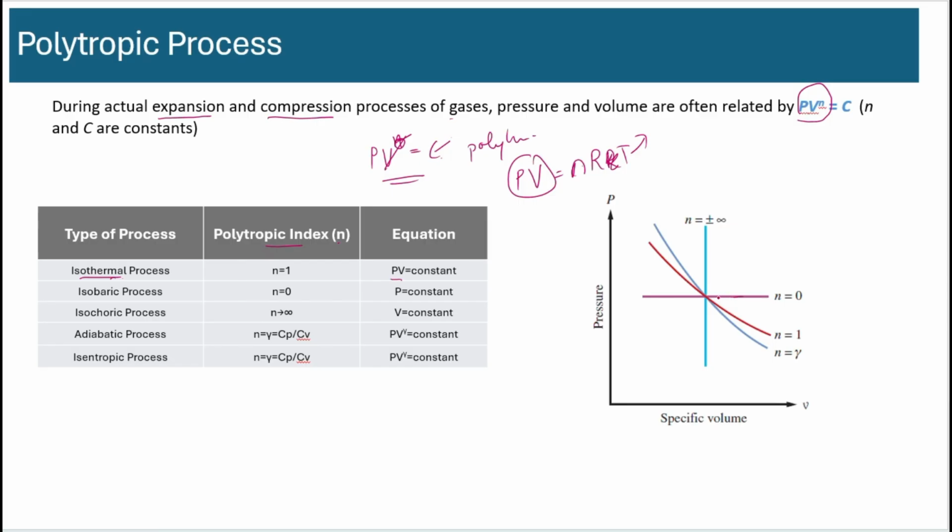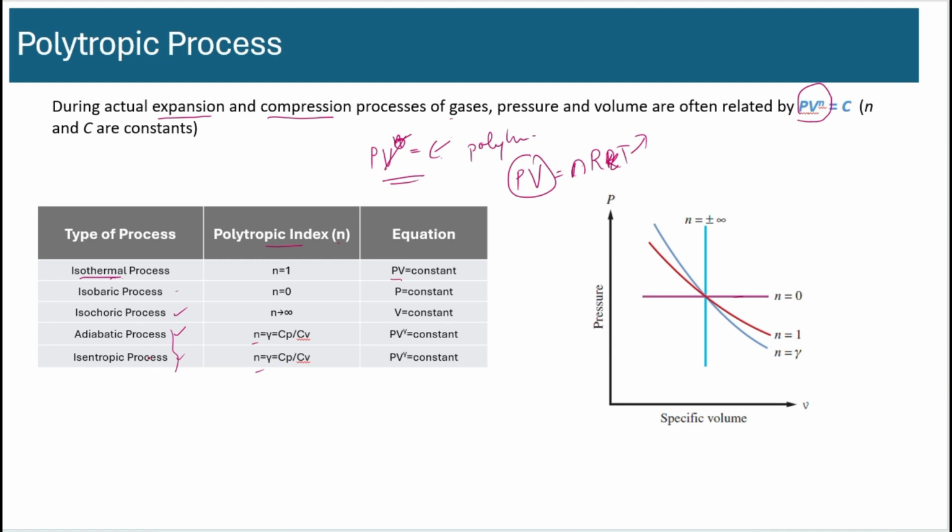So that is a process like this. N equal to 1 is a process like this. Depending on the value of n, you can get the 5 standard compression and expansion processes. They are isobaric, isochoric, basically constant volume, and adiabatic, and isentropic. In these two cases, the n value is the same. Okay.